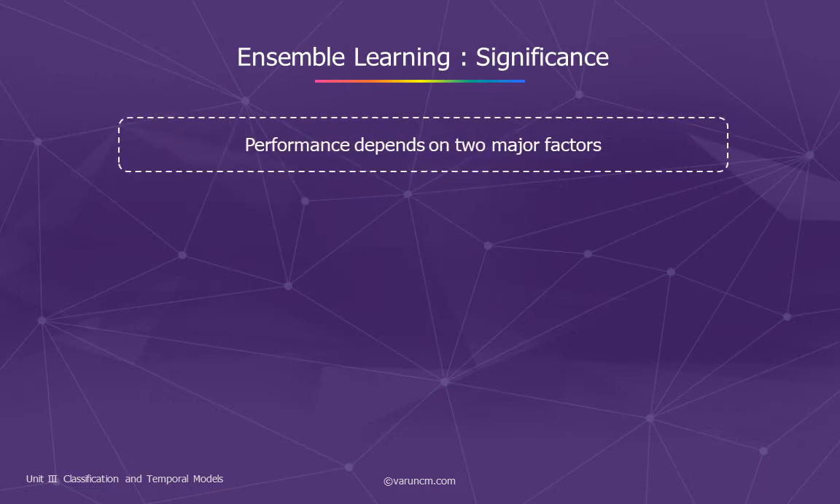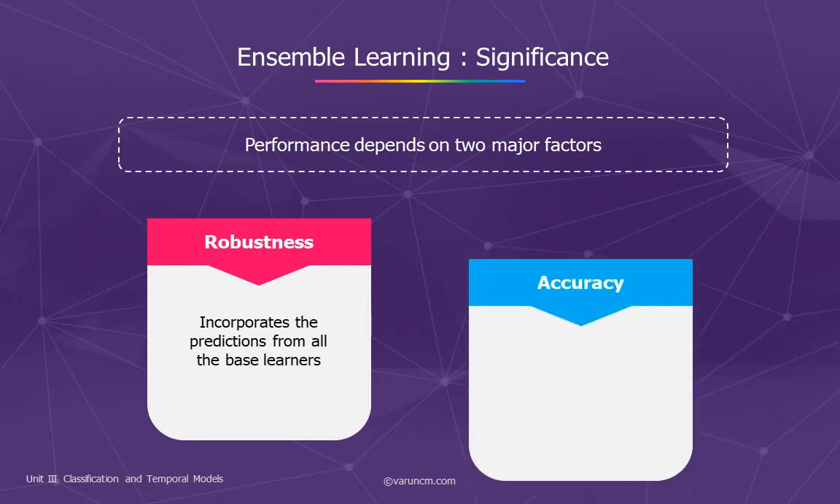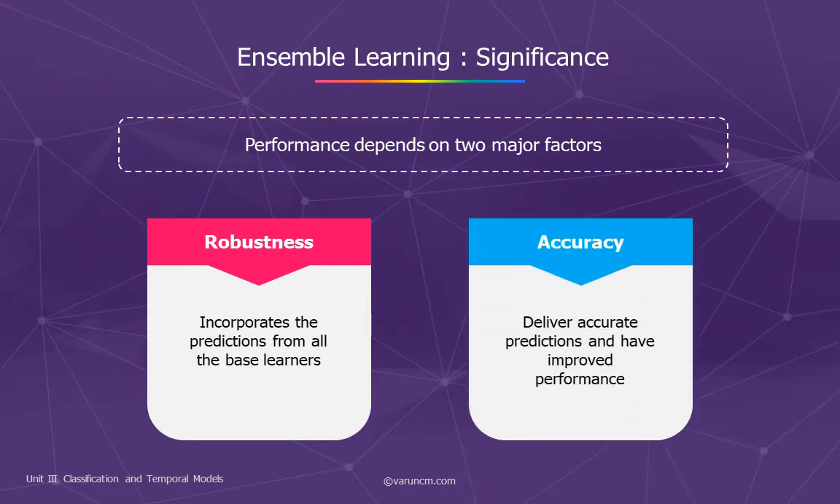When coming to the performance, it depends on two major factors. The first one is the robustness. It incorporates the predictions from all the base learners. And the second one is the accuracy, which delivers accurate predictions and has improved performance. So these are the two major factors based on which the performance of the ensemble learning is being measured.